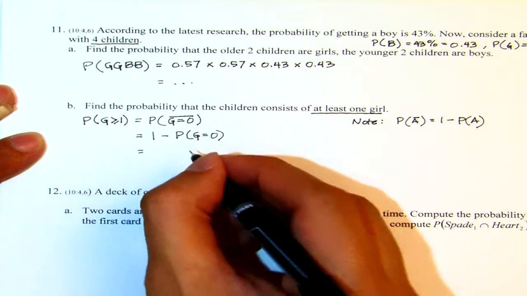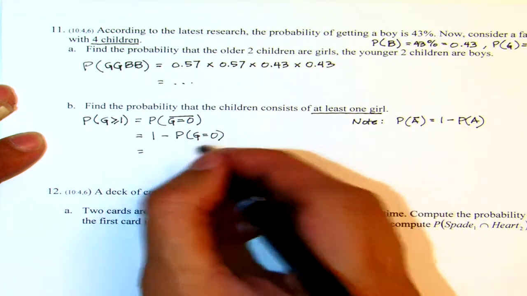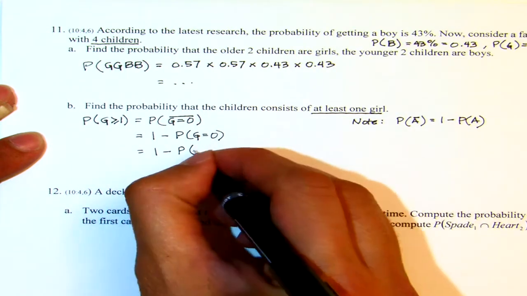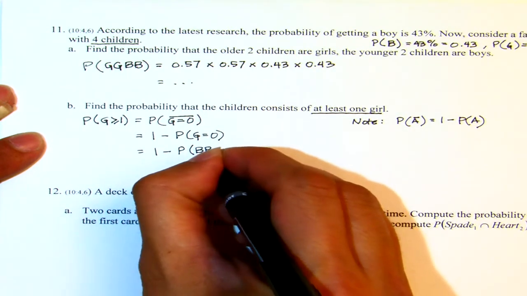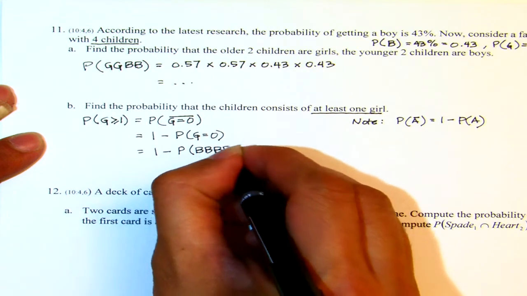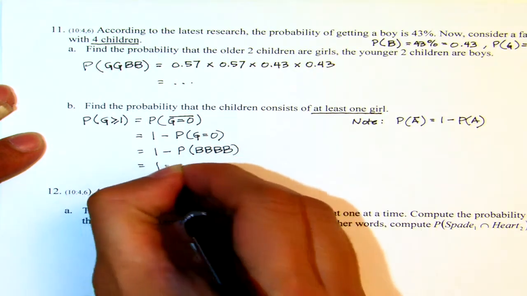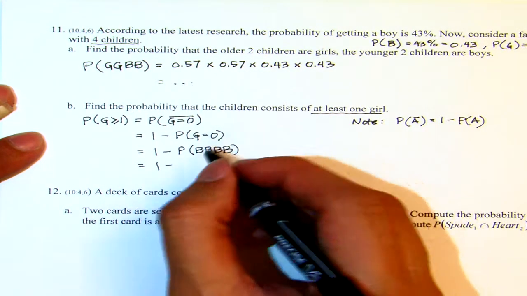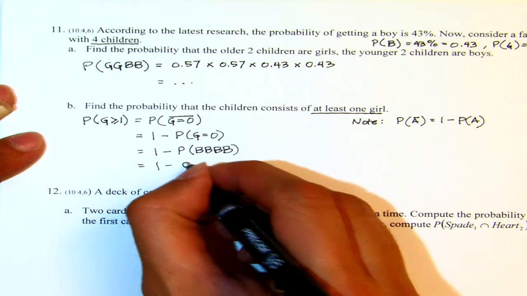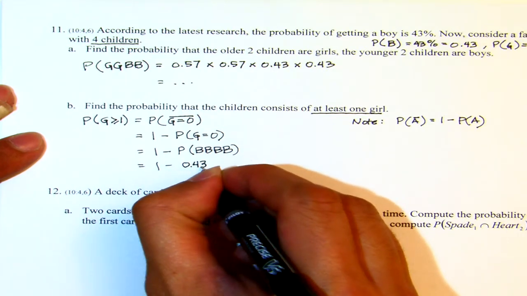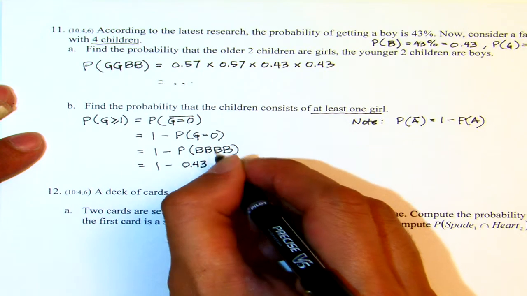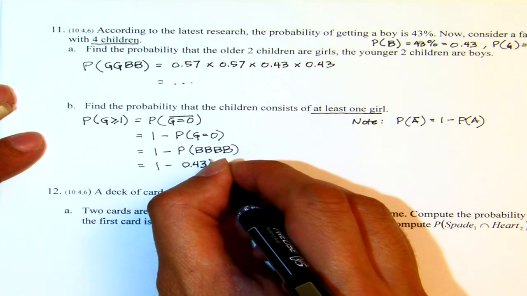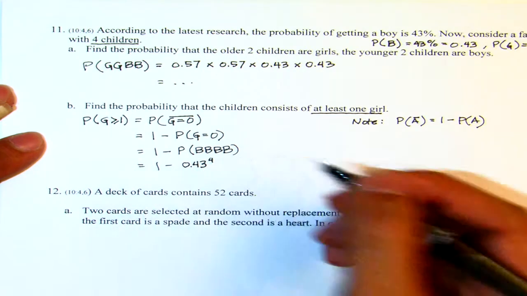Now, if the number of girls is 0, then how many boys do we have? It's all boys, right? Now if we follow the idea that we have on the top there, then what is the probability? The first one is a boy, the second one is a boy, the third one is a boy, the fourth one also a boy. That will be 0.43 to the power of 4.